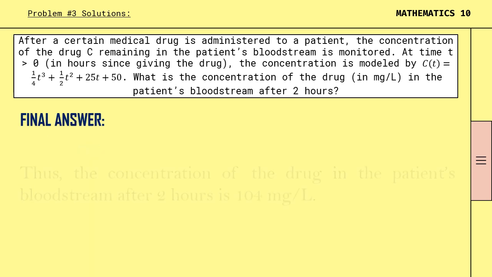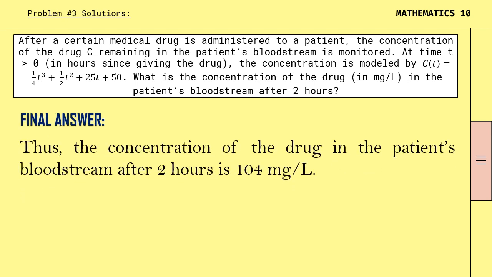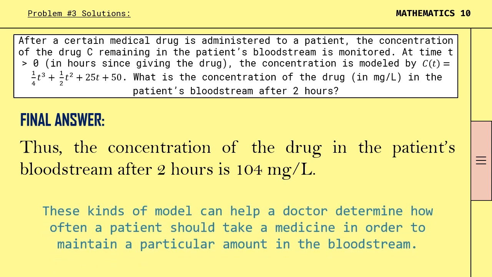With this, our final answer would be: the concentration of the drug in the patient's bloodstream after 2 hours is 104 milligrams per liter. These kinds of models can help a doctor determine how often a patient should take a medicine in order to maintain a particular amount in the bloodstream.